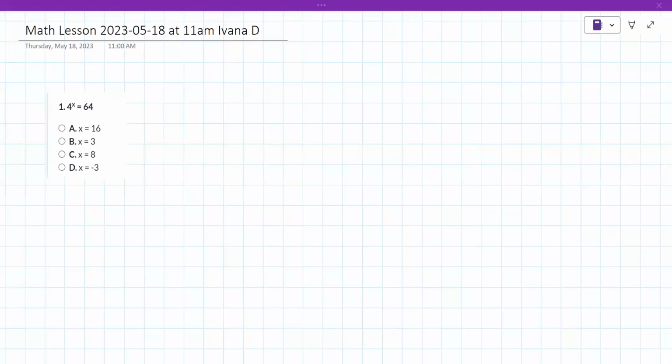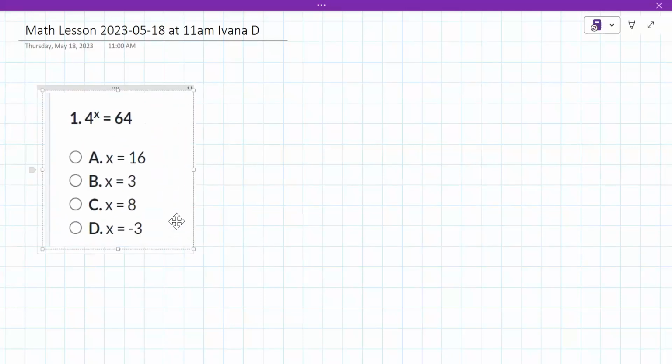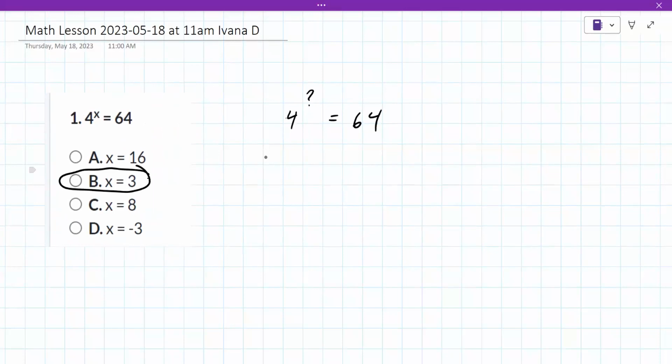Okay, so we've been doing problems like this for a while now, and your goal is to figure out 4 to what power equals 64. And maybe by now you just know, you say, okay, I've seen this. It's 4 to the third. Exactly. So there's your answer.